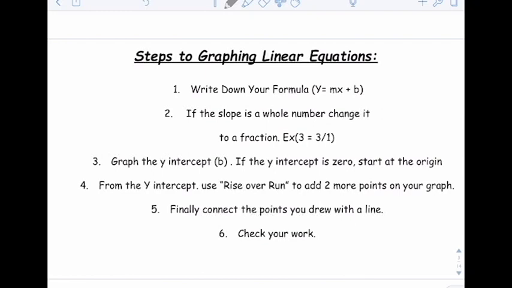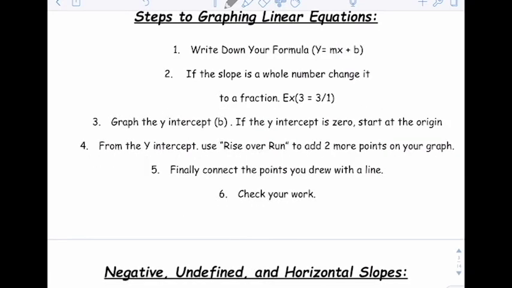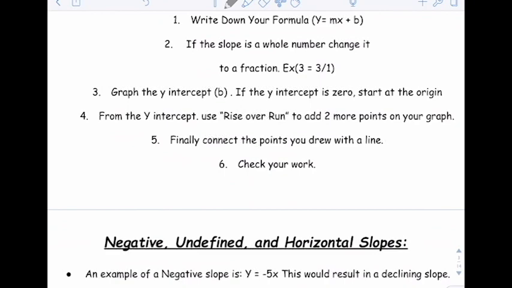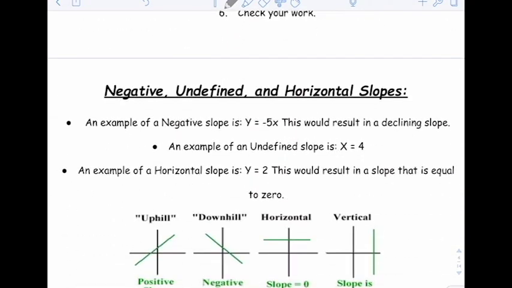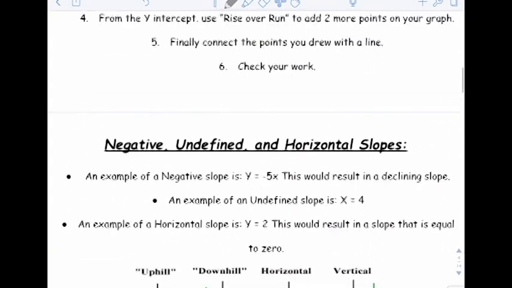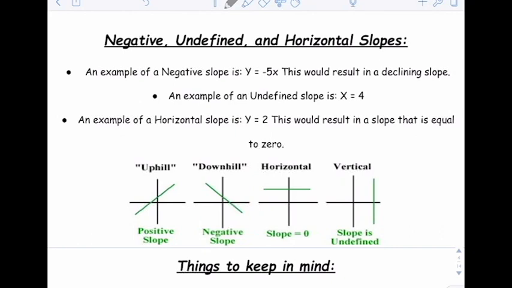And step 2, if the slope is a whole number, change it to a fraction. Graph the y-intercept. If the y-intercept is 0, start at the origin. From the y-intercept, use rise over run to add 2 more points to your graph, connect the points you drew to the line, and check your work. Okay, so I'll show you what that looks like in a minute here, but first negative, undefined, and horizontal slopes.